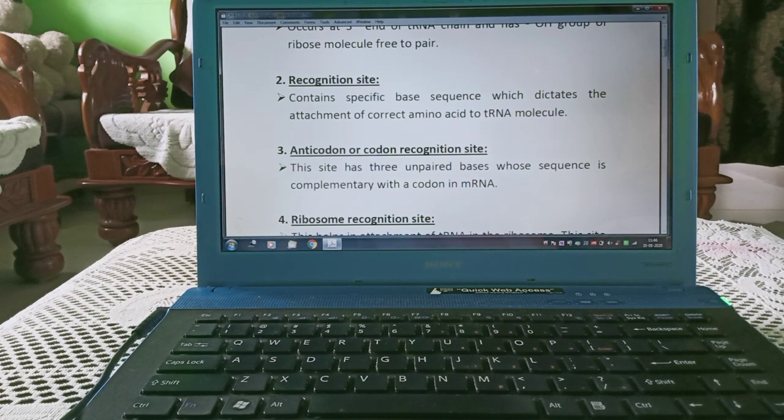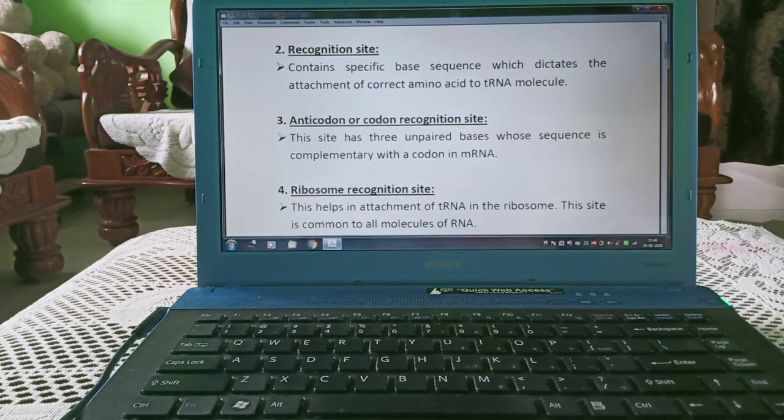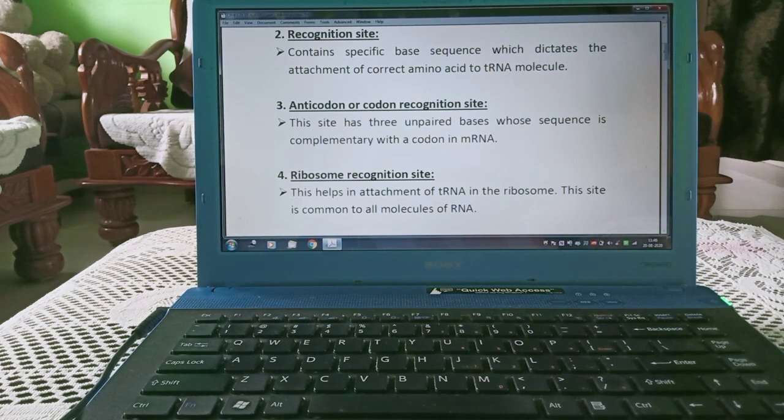Recognition site. It contains a specific base sequence which dictates the attachment of the correct amino acid to the transfer RNA molecule. Anticodon or codon recognition site. This site has 3 unpaired bases whose sequence is complementary with the codon in messenger RNA.